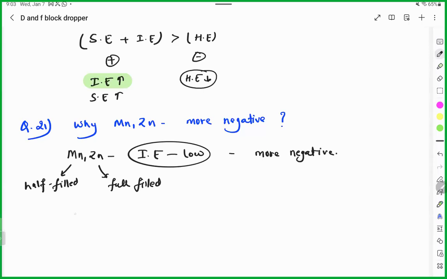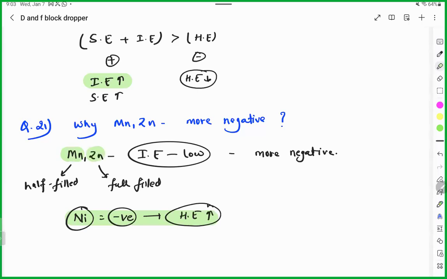You will see that even in case of nickel, it is negative. And what is the reason? Here, hydration enthalpy is more. You will be confused in the nickel case because manganese and zinc make sense, that ionization enthalpy is low. Why is it low? Because they are highly stable, full filled and half filled. But nickel is also negative. What is the reason? Hydration enthalpy. And this is given in NCERT.